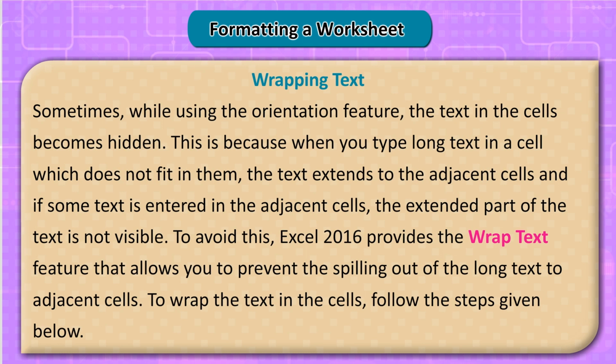Wrapping text. Sometimes, while using the orientation feature, the text in the cells becomes hidden. This is because when you type long text in a cell which does not fit in it, the text extends to the adjacent cells, and if some text is entered in the adjacent cells, the extended part of the text is not visible. To avoid this, Excel 2016 provides the Wrap Text feature that allows you to prevent the spilling out of the long text to adjacent cells. To wrap the text in the cells, follow the steps given below.